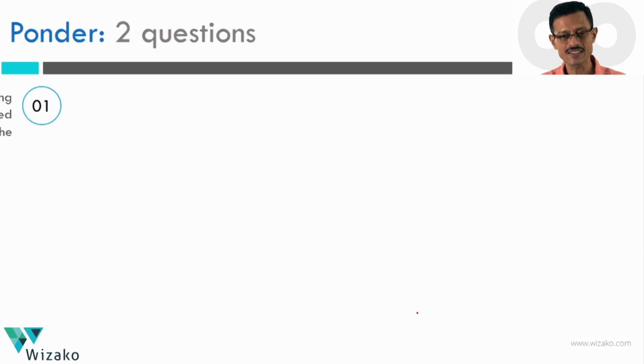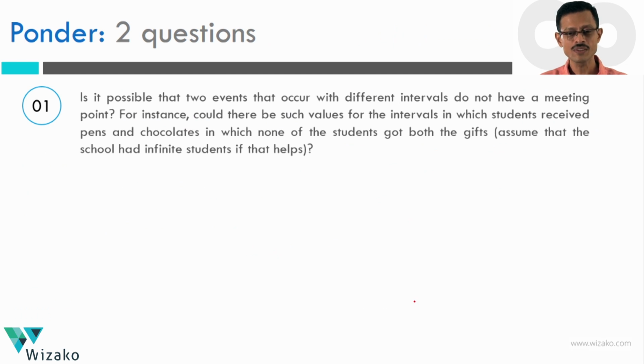Let me give you 2 more interesting questions to ponder. Is it possible that 2 events that occur with different intervals, let's say something appears once every 3 steps, another thing appears every 5 steps, I'm not saying 3 and 5 are the answers, I'm asking you to figure out intervals that do not have a meeting point at all. The last couple of questions that we did, we found a meeting point. 23 was a meeting point. 30 was a meeting point. Is there a possibility that the intervals could be placed in such a way that there will not exist a meeting point? You can assume that there are infinite students.